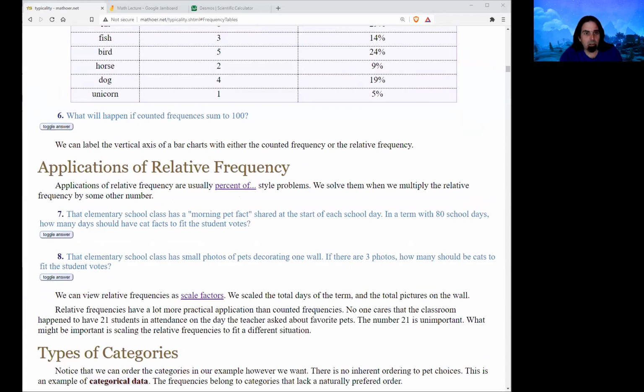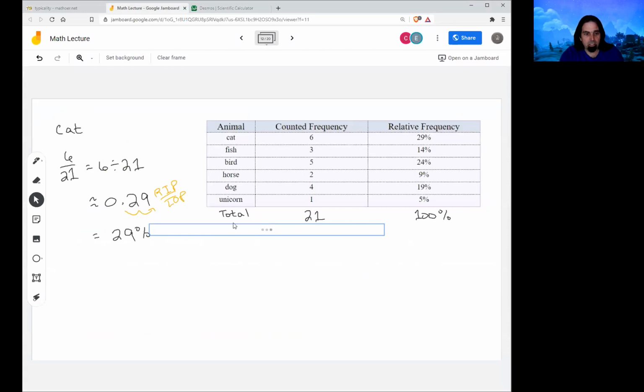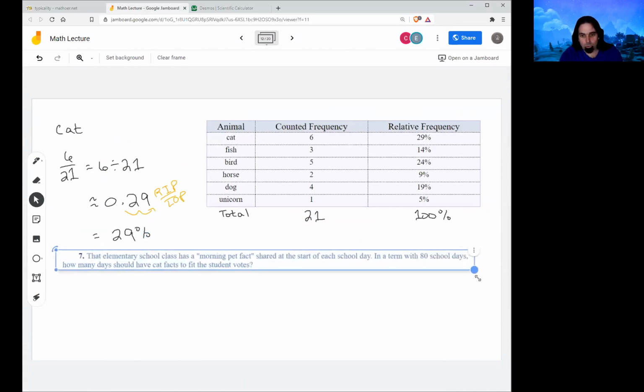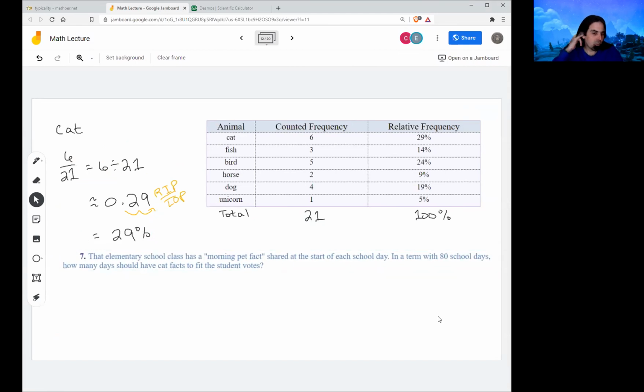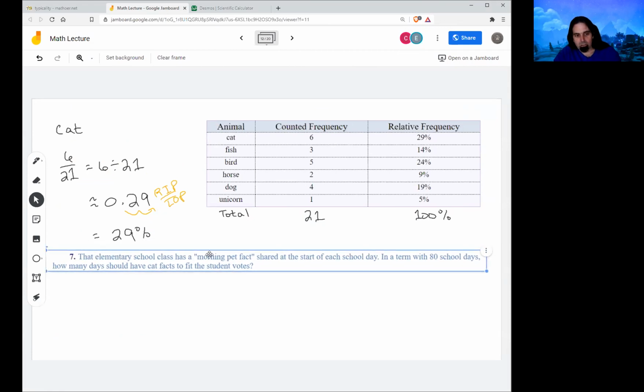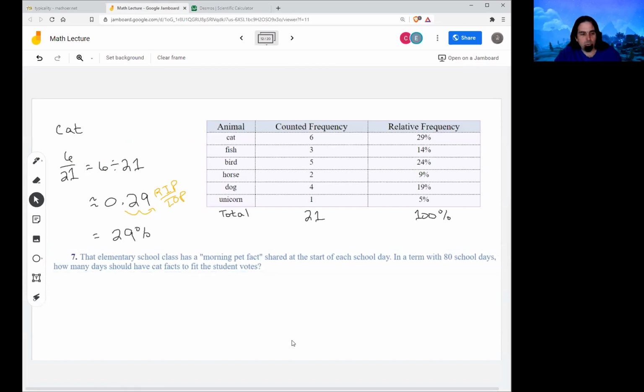So why would we care? Let's say, for example, that this elementary school class that did the survey wants to share a morning pet fact at the start of each school day. In that school term, there were 80 school days. So how many days, to fit this chart and be fair to the students' votes for what they're interested in, how many days of the 80 should have cat facts? How would you answer that question?